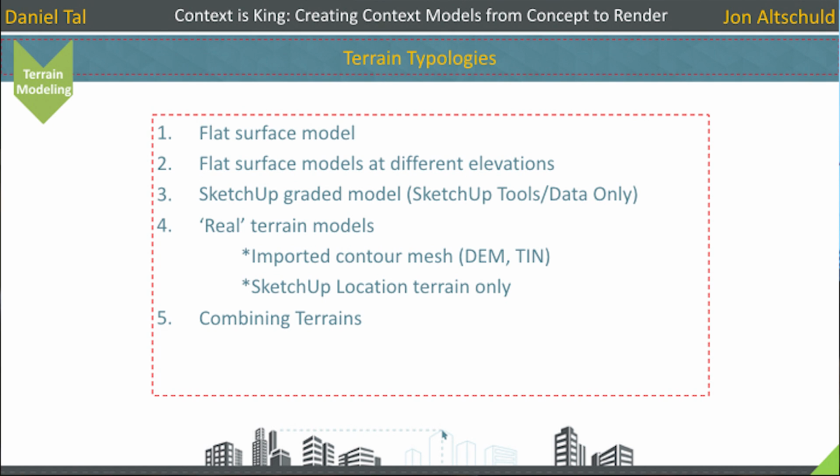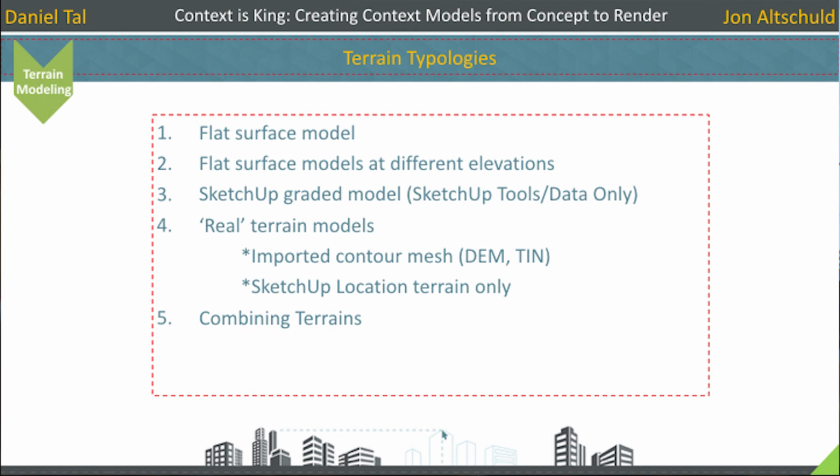Number 1, a flat surface model. No terrain at all, just the entire thing is modeled flat. Nice and simple. Next one is we have a series of different flat models that are connected by slopes. And we'll show you images of all of these. Third type is a SketchUp graded model. So it's only using the SketchUp tools and data, so it's not using outside contours, it's not using a DEM. I call it faking it, but I use it all the time.